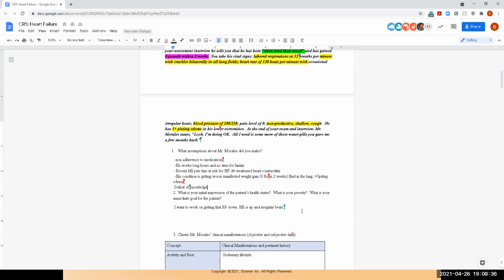This heart failure is definitely kind of more chronic now, right? I mean, this didn't just start a few days ago.